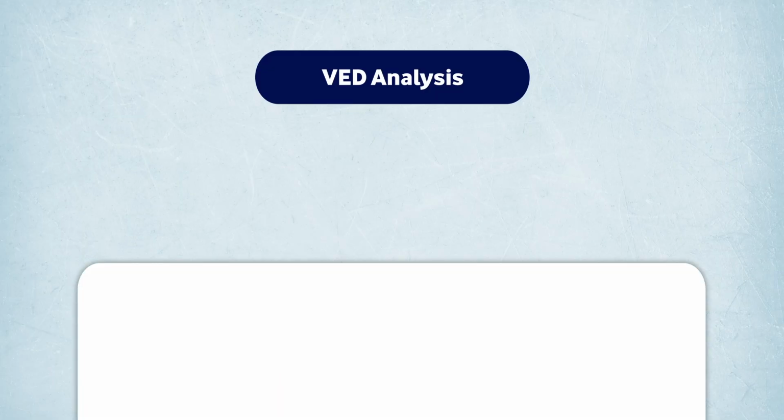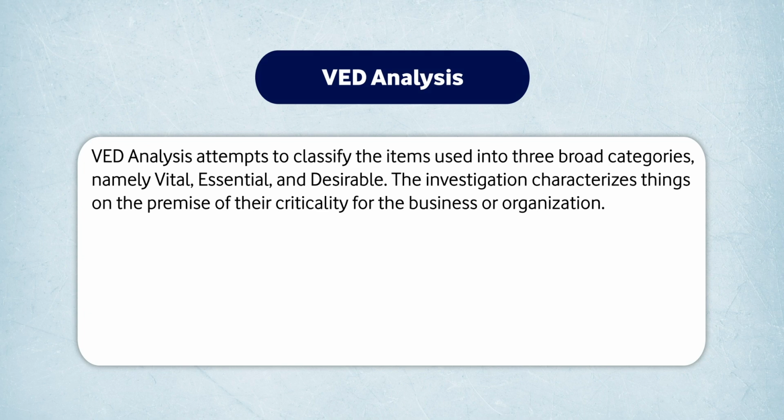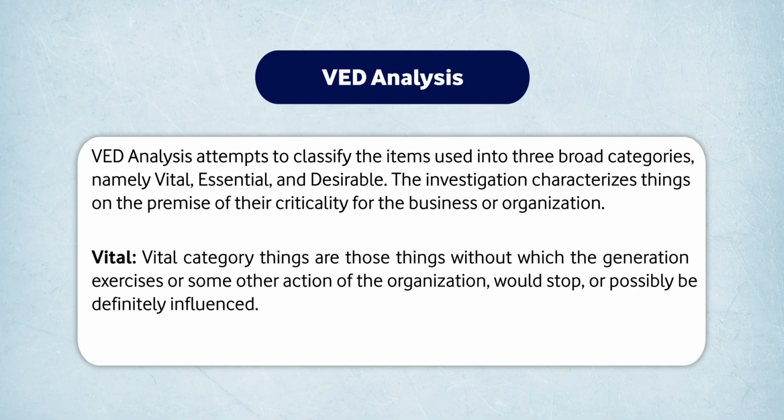So the VED analysis attempts to classify the items used into three broad categories, namely vital, essential and desirable. The categorization is based on how critical the items are for the business of the organization, meaning we categorize the inventory as per their use and their value, so that our business is not affected. What are the vital items?